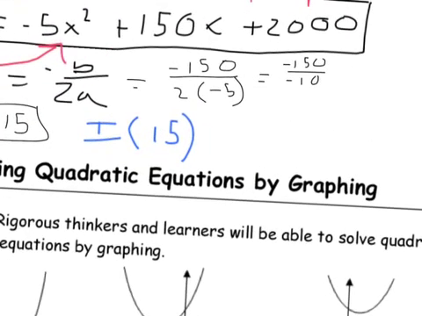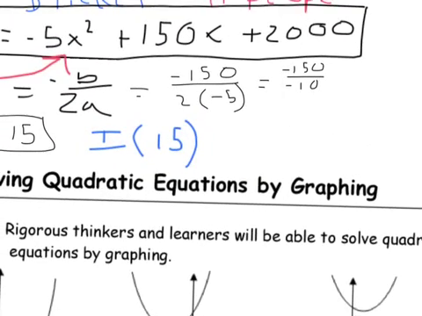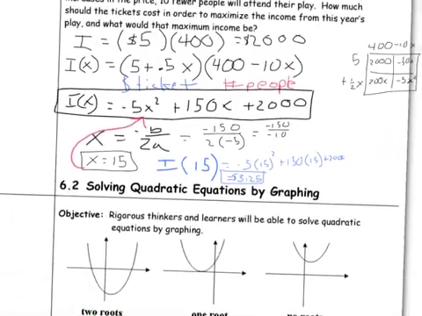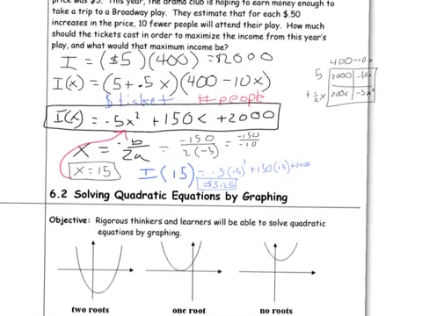So let's do that. Well, I get negative 5 times 15 squared plus 150 times 15 plus 2,000. And if you solve this all out, you should end up with 3125. You can mostly do it in your calculator. So that's how much money we can expect to make. That's the maximum amount of money we can expect to make. And that's one of the questions. They say, how much do the tickets cost in order to maximize the income from this year's play, and what would that maximum income be? So we did that first.